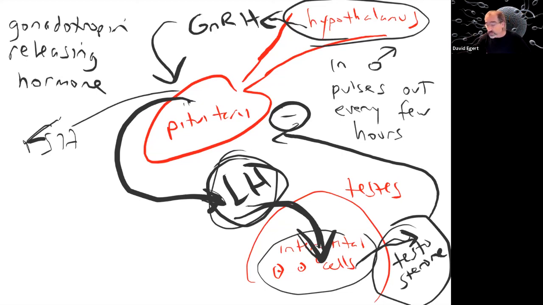So does that make sense? So that is kind of the story with the interstitial cells. On the other side, the other thing in the testes are the seminiferous tubules that are making the sperm.